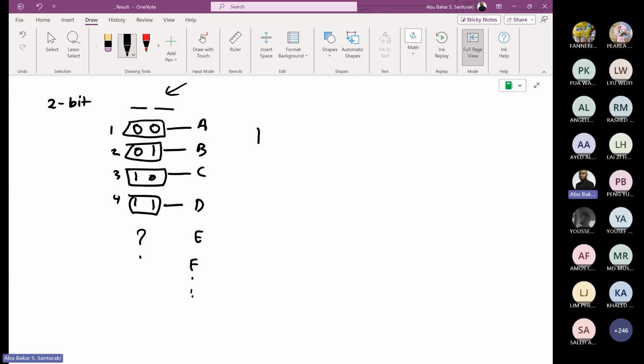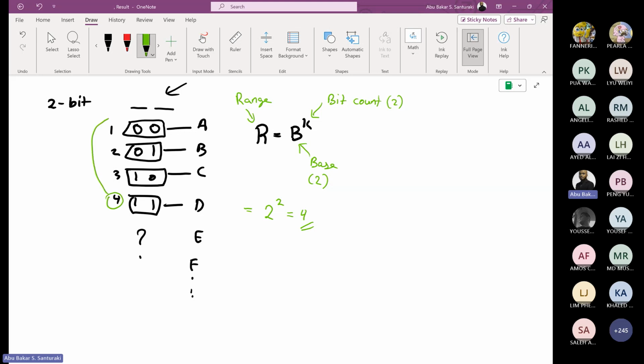So that formula, R equals B raised to power K, is what helps us calculate that. R is defined as the range of values. That is what I'm looking for: how many representations can I have? B is the base that I'm using, in this case typically base 2. Then K is the bit count, the number of positions, and in this example I have 2. So the range of values is given by the base, which is 2, raised to power K, which is 2, which gives me 4. That is why there are 4 possible representations here. Does that make sense?